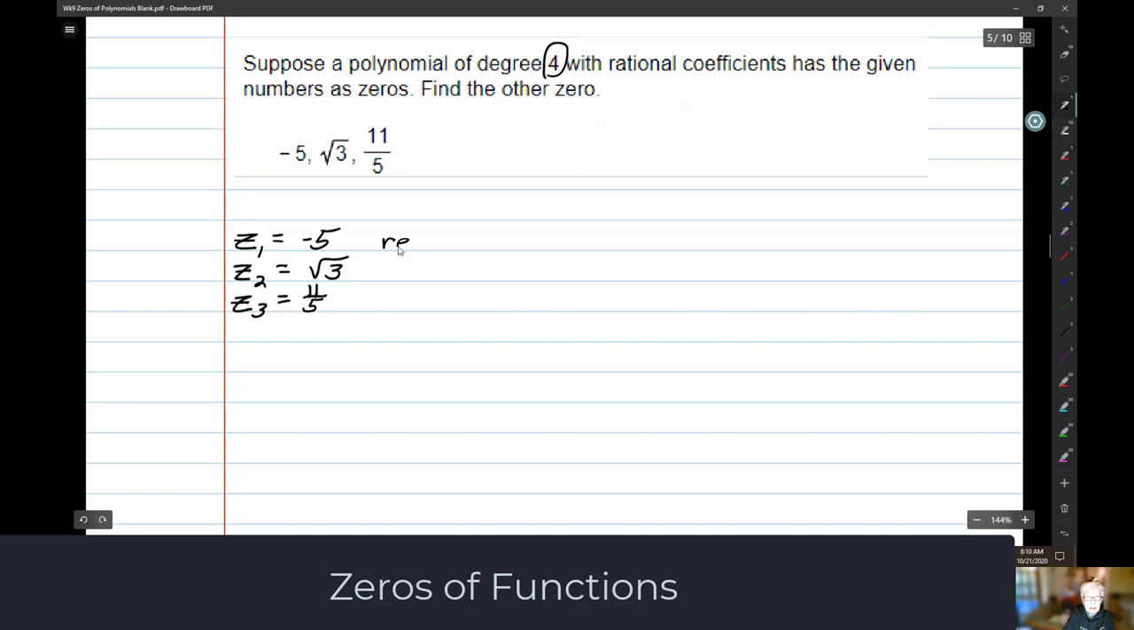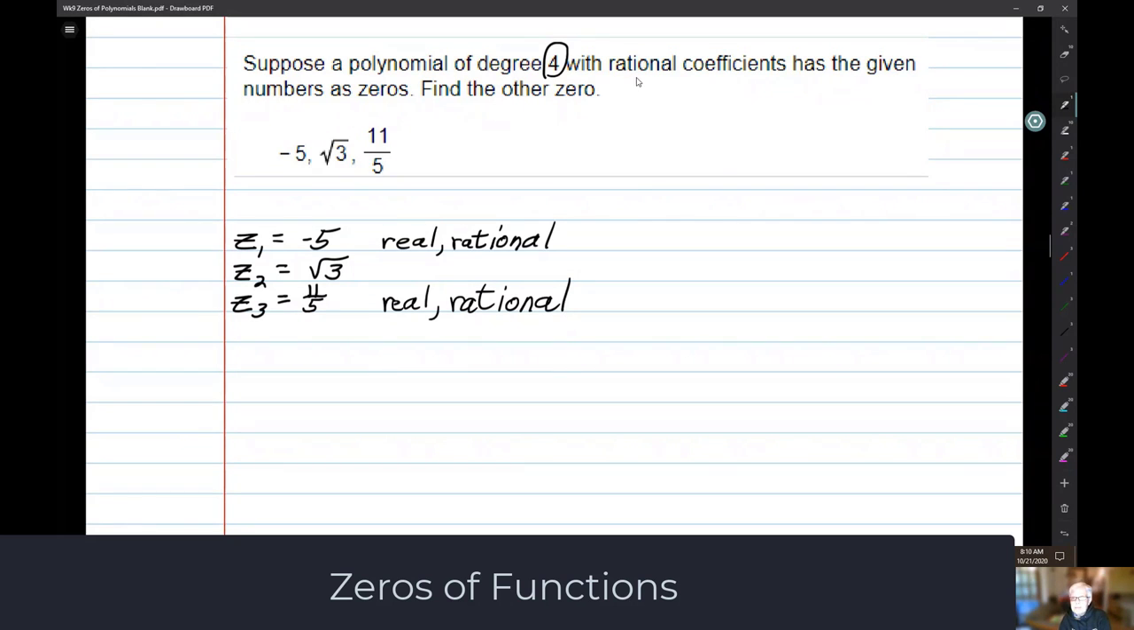Negative five is real and rational. No problem there. Eleven fifths is a fraction, but that just means it's definitely real and rational. Now this specifies that the coefficients have to be real rational coefficients. That is normal kinds of numbers. Well, we'll get a normal kind of number from there, and we'll get a normal kind of number from there. If you let normal mean real rational.